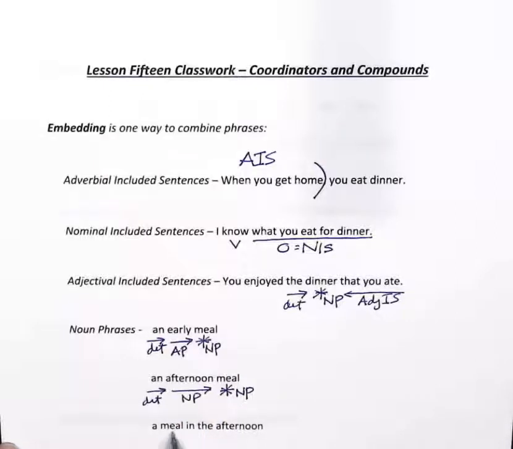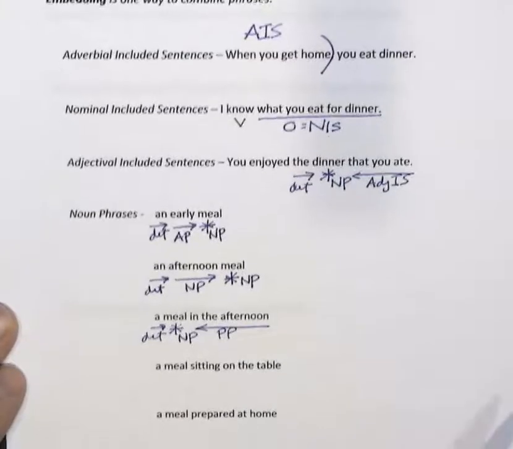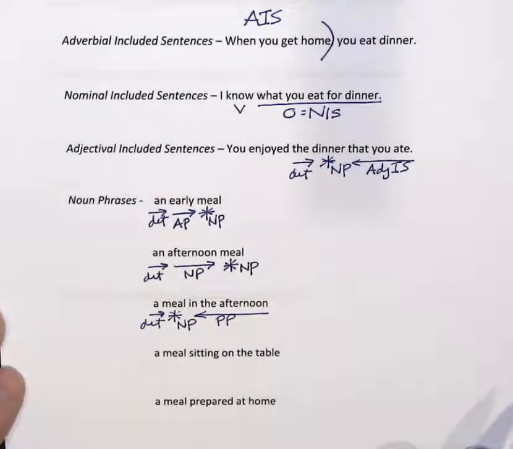A meal in the afternoon: noun phrase. A is a determiner, and in the afternoon is a prepositional phrase modifier. This prepositional phrase has been embedded inside this noun phrase. And of course, it's subordinate to the head.